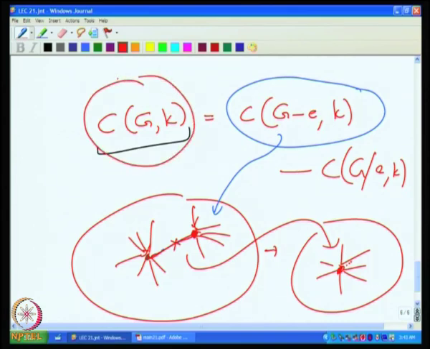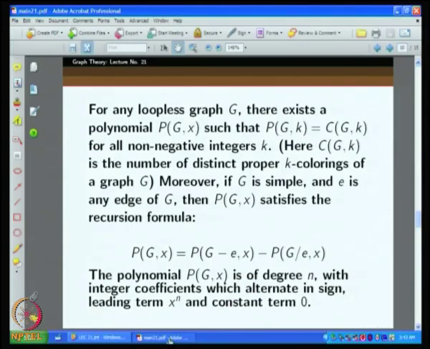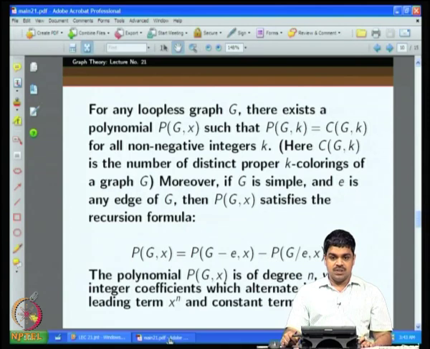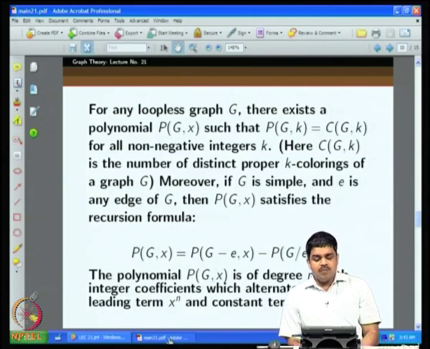So this we have to remember, and then we will say that a polynomial exists of the type we are talking about, where when you substitute k, a non-negative integer, the number of k-colorings of G is the value to which the polynomial evaluates. So here is the formal statement for any loopless graph G.